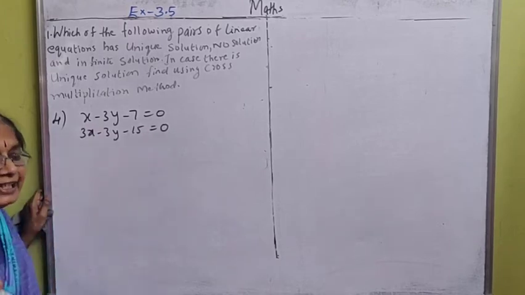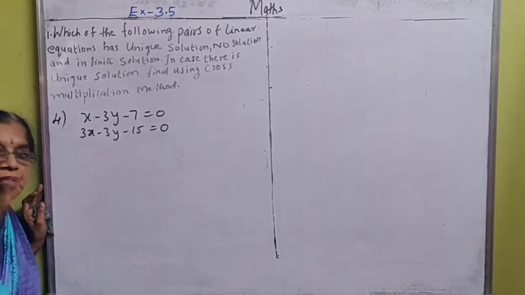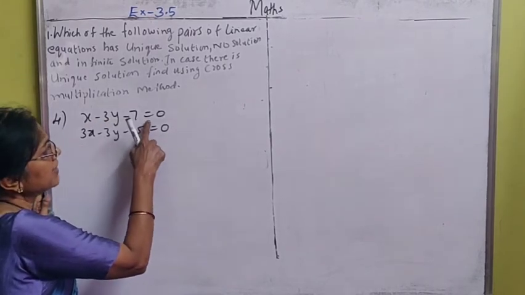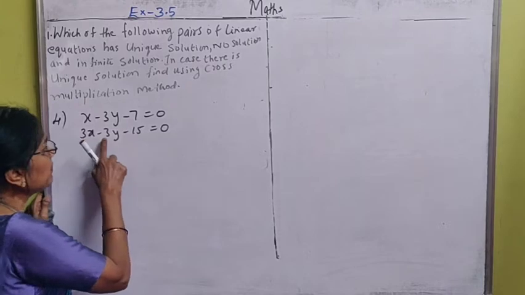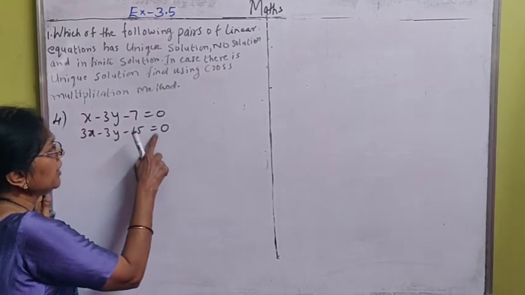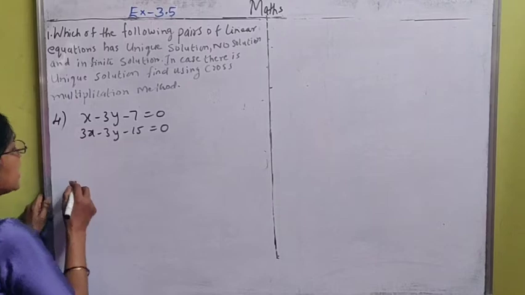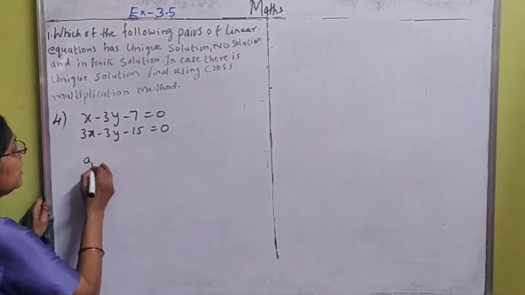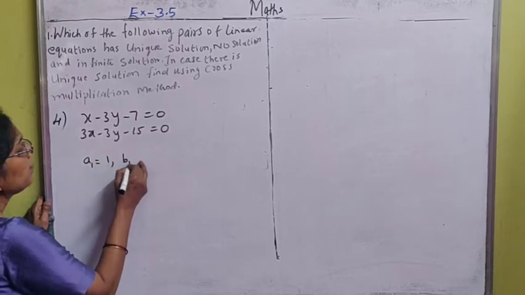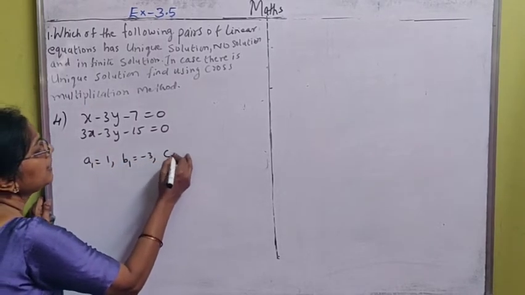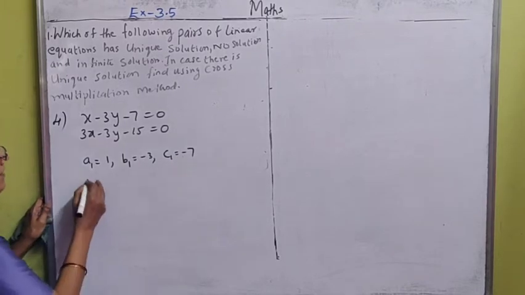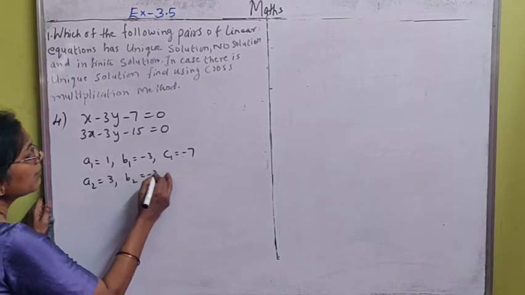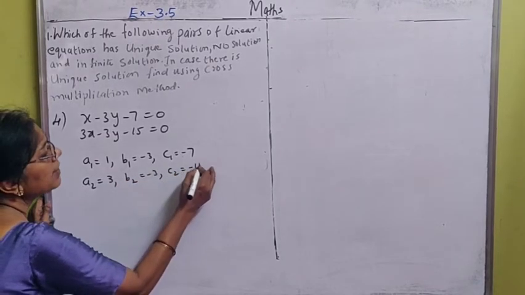It is already arranged in a general form, so we need not arrange it. So what is given over here? x minus 3y minus 7 is equal to 0, and 3x minus 3y minus 15 is equal to 0. Let us write down the values of A1, B1, C1. A1 is equal to 1, B1 with the sign minus 3, C1 with the sign minus 7. A2 is equal to 3, B2 with the sign minus 3, C2 with the sign minus 15.